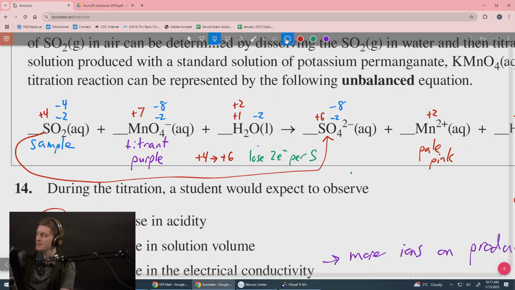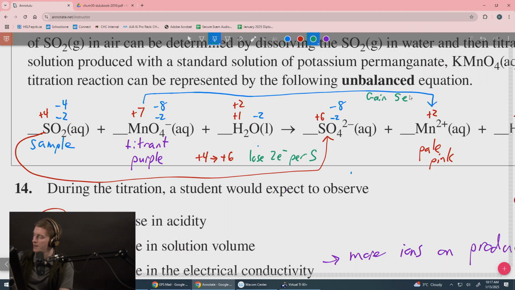Our manganese is going from +7 to +2. So we're going to have a gain of 5 electrons. We're becoming more negative. We went from +7 to +2. Gain 5 electrons per manganese. We're going to have to balance the electrons that are transferred here. We have a gain of 5 electrons. We have a loss of 2 electrons.